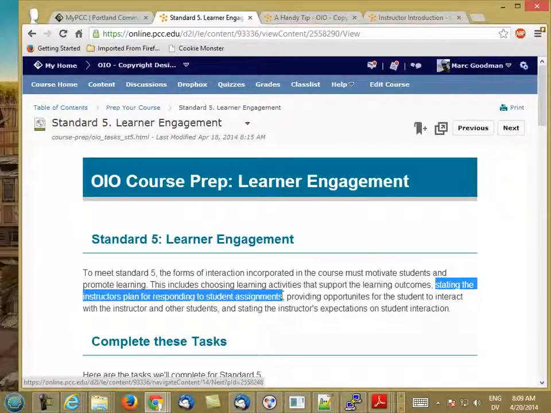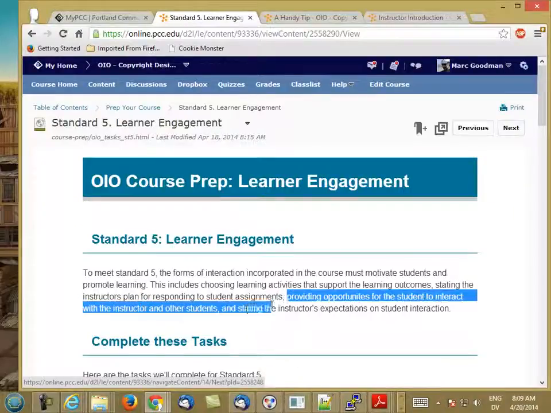A positive thing you can do, however, is to provide multiple opportunities for the student to interact with the instructor and with other students. So, for example, I make heavy use of discussion boards to do that in my course, and I try to pick topics that the students will be interested in and that will care about.